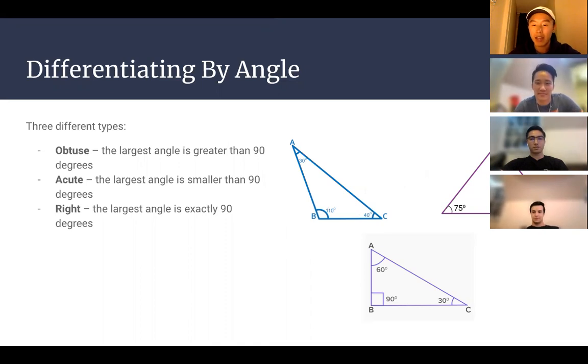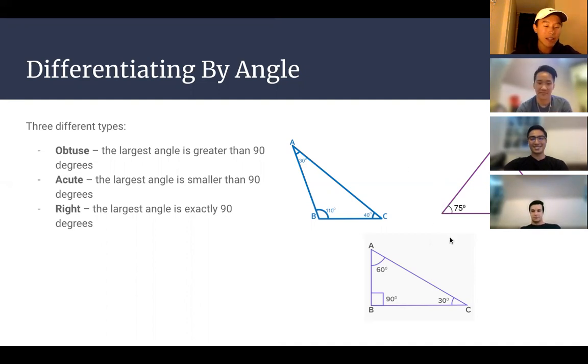And the same thing applies to our acute triangles as well. In acute triangles, the largest angle is smaller than 90 degrees. So in this triangle, can anyone tell me what's the largest angle? Cameron. 75. Yeah, that's awesome. So 75 degrees, since that's smaller than 90 degrees, that's going to be an acute triangle.